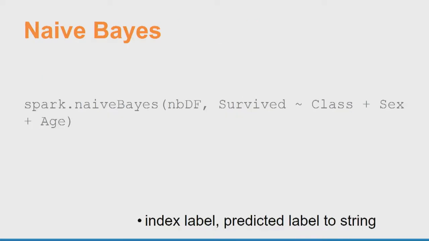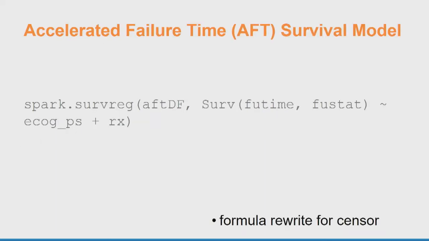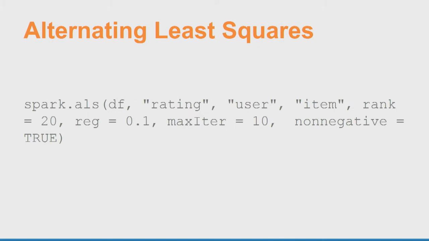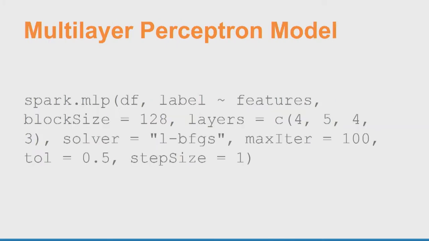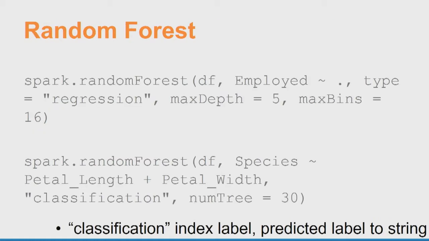And then you have naive Bayes, right? So naive Bayes API you can call into, or you can have K-means, or you can have AFT survival model, and isotonic regression, and then GMM, alternating least squares. One of my favorite things, multilayer perceptron model. And you can see, you can actually specify the hidden layers and all these parameters in a very simple parameter that you see here. Multiclass logistic regression. Or another of my favorites, random forest.